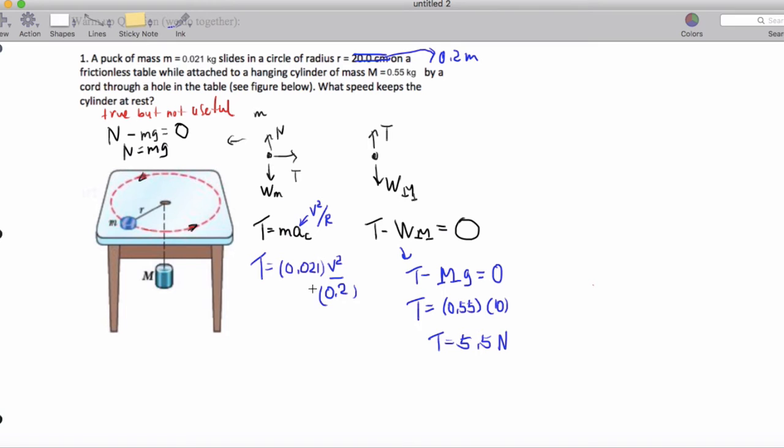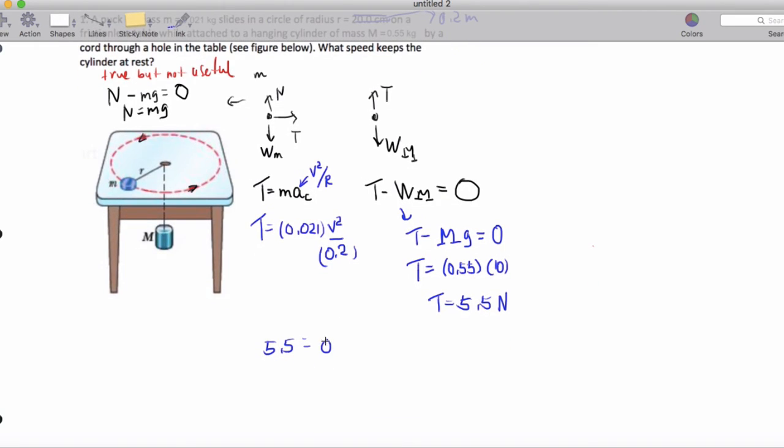I can go ahead and substitute that into here, so I'll get 5.5 equals 0.021 v squared divided by 0.2. And I'm going to simplify this and solve for v. And when I do that, what I'm going to get is v is 7.24 meters per second. And that's the answer to this problem.